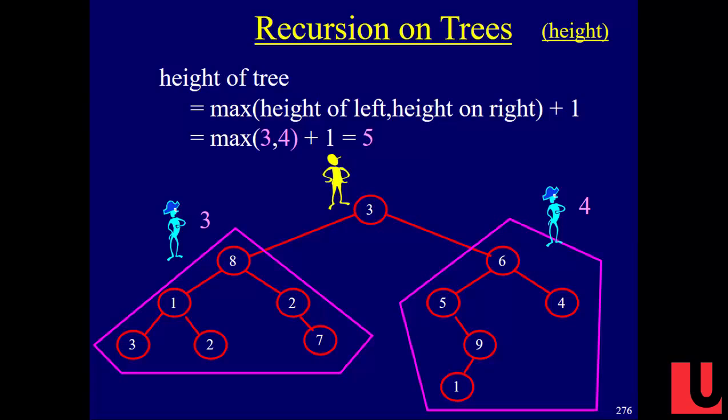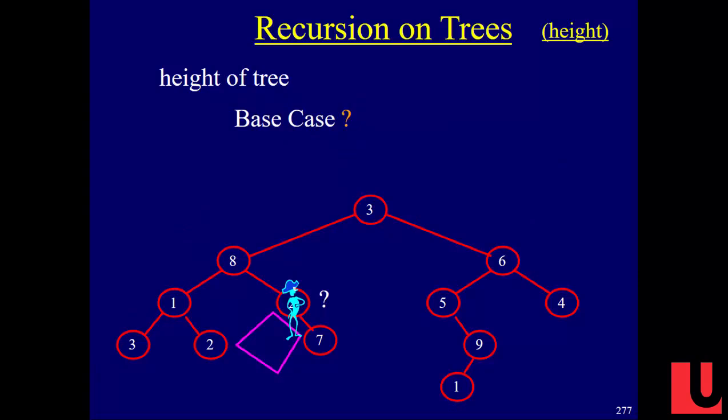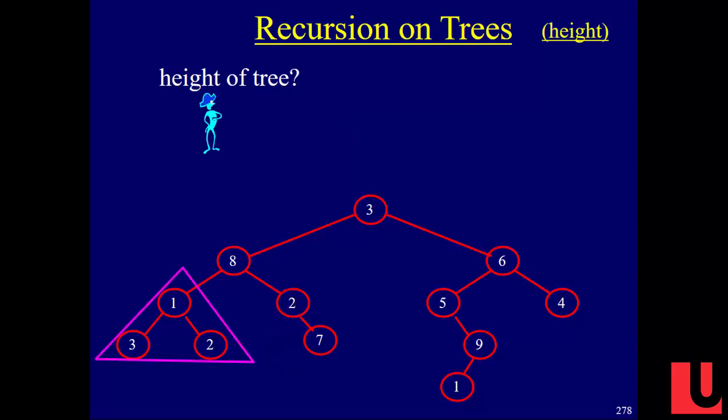Good? So now we have to ask, what's the height of the empty tree? 0. So you're going to want to say 0. All right, what's the height of that tree? 1. Well, it depends on what you're counting. You can be counting nodes or you can be counting edges, so you have to know what you're counting. The answer is either 1 or 2.